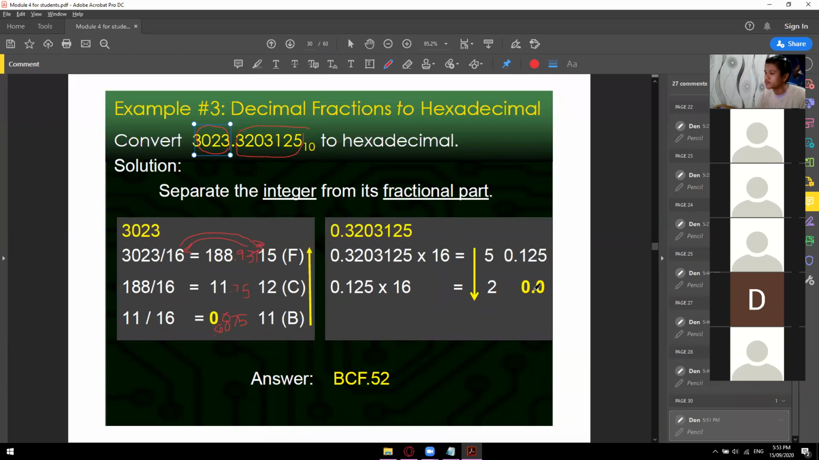So here we go to the fraction part. 0.320325 times 16. Okay? So it is no longer divide. They are opposites. And then you will get 5.125. And then 0.125 times 16, you will get exactly 2. So once this is 0, that is the time that you will stop multiplying. So whatever is in the integer part, this is the integer, and this is the remainder or the fraction part. So just get this, 52.